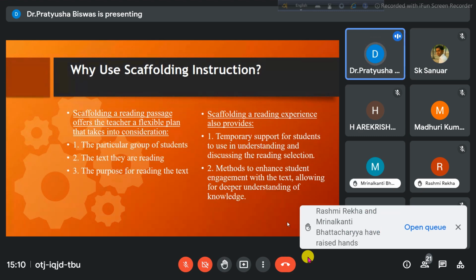Rashmi Rekha ji can share if she wants to. Yes, ma'am. Yes, please.